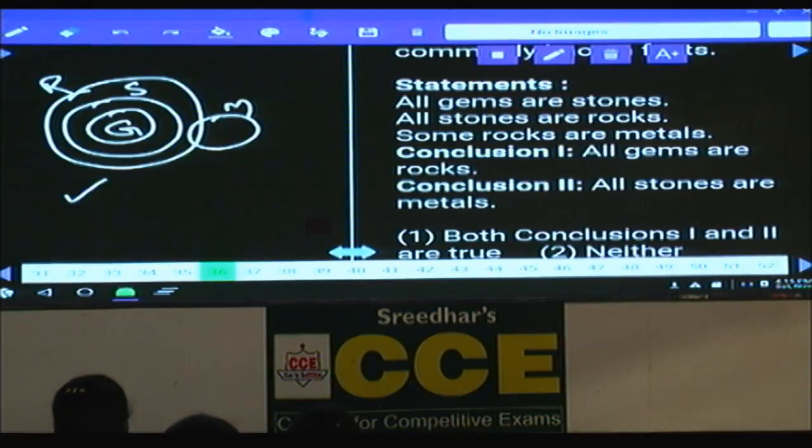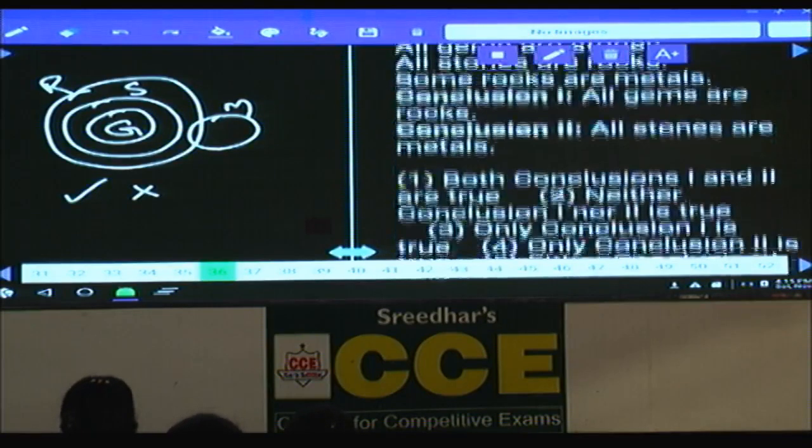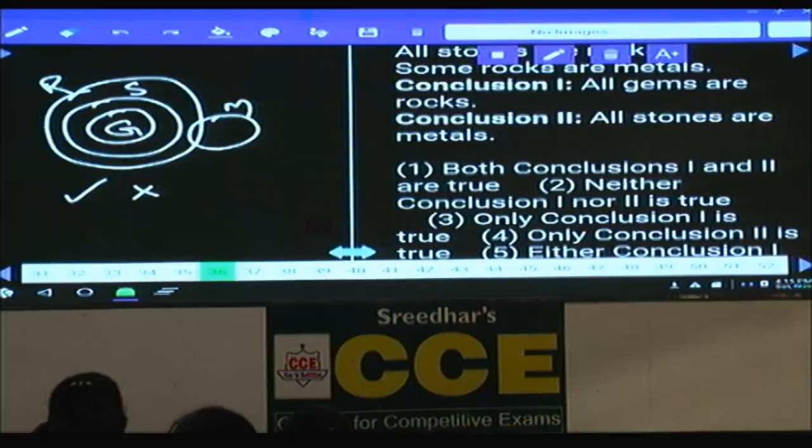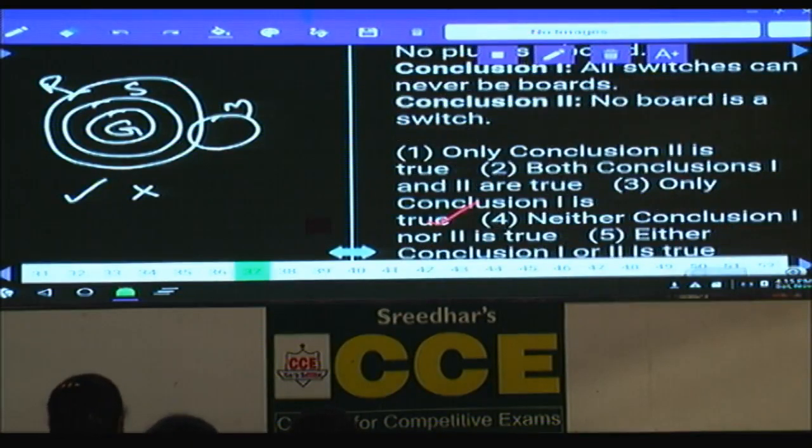And all stones are metals, that is false. Only conclusion 1 is true, it is an affirmative, that will be true forever. Only conclusion 1, that is choice 3, question 36. Then 37.